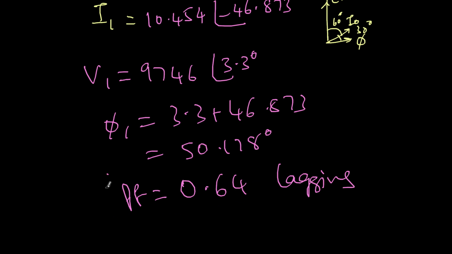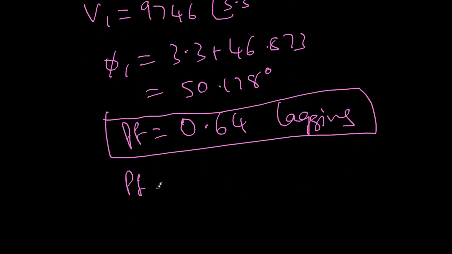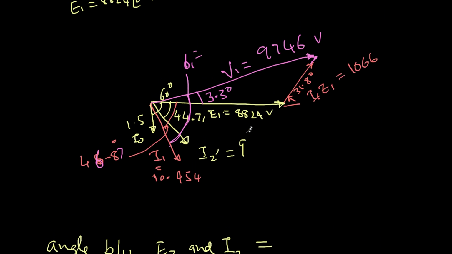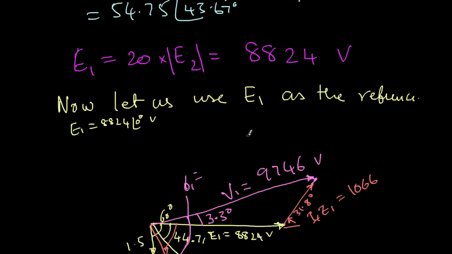So what is the power factor of the load? The power factor of the load is 0.8. Power factor 2 is 0.8 lag. This is for the load. So why is the power factor becoming poor? Because the transformer itself requires reactive power. So therefore the power factor has become poor. All right. What else? I think efficiency is also asked here.